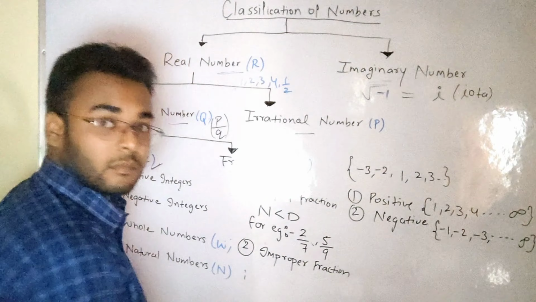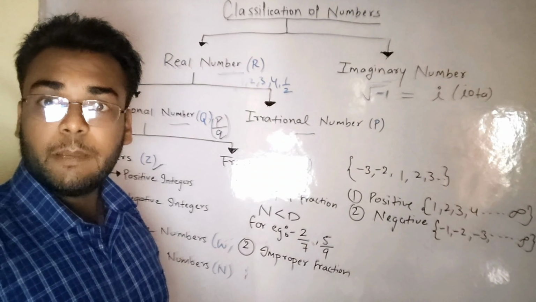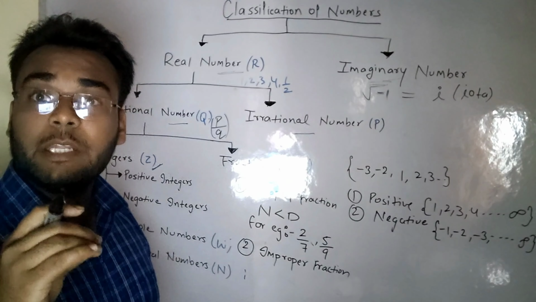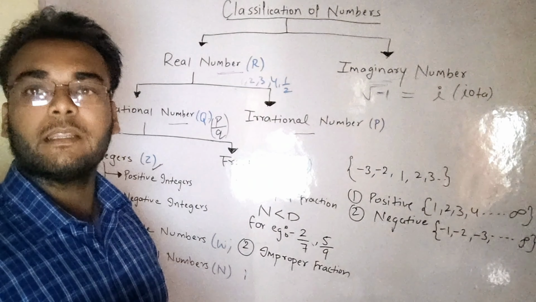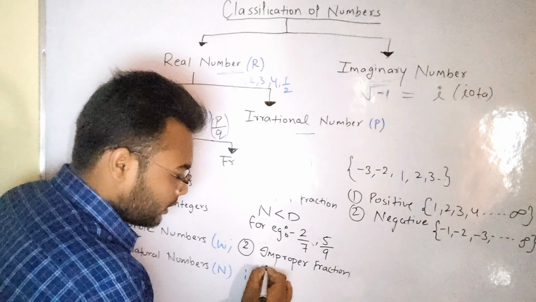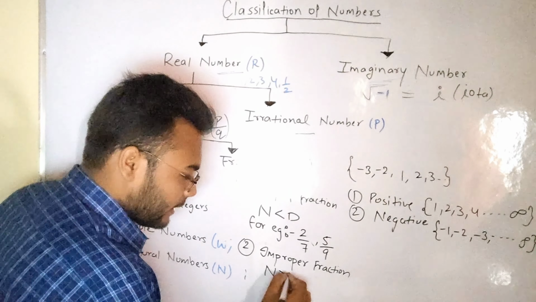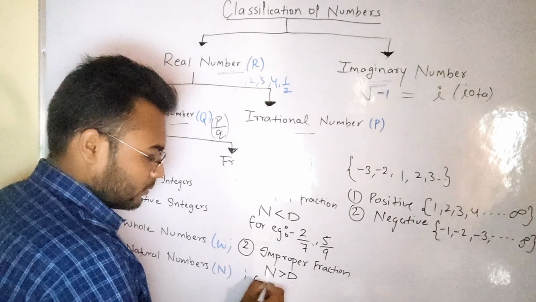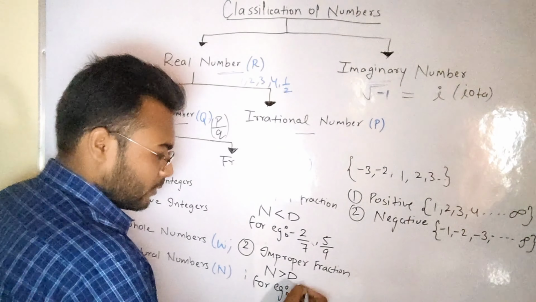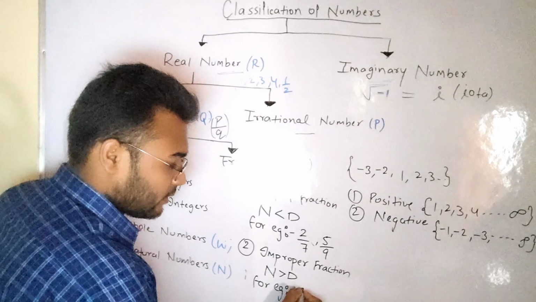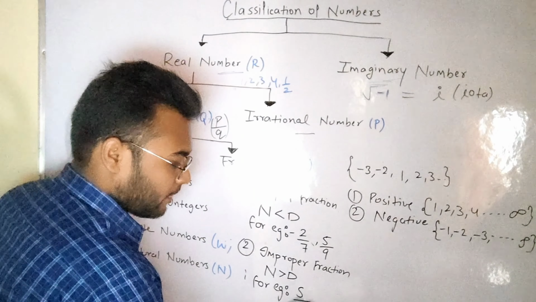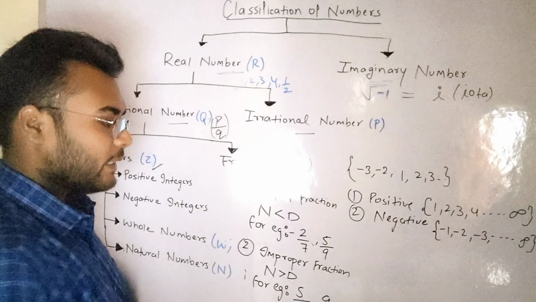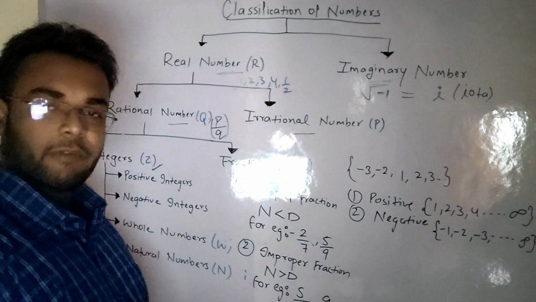What is improper fraction? Improper fraction is a type of fraction where the numerator is always greater than the denominator. That is, the numerator will always be greater than the denominator. For example, 5 by 3, 9 by 2. These all are examples of improper fraction.